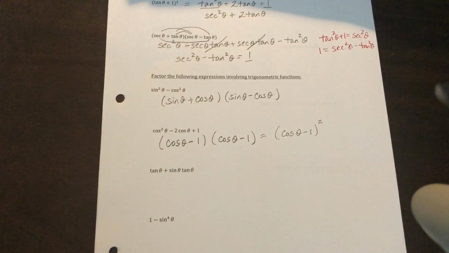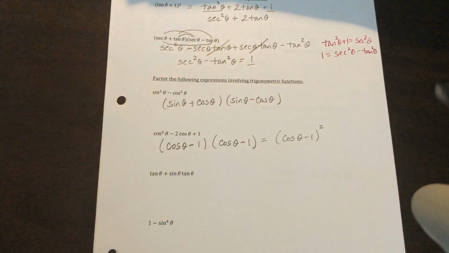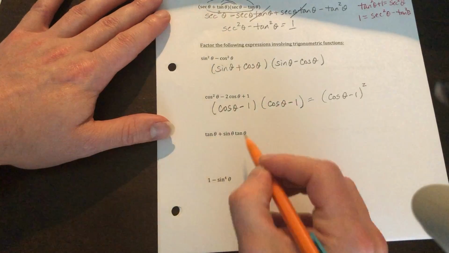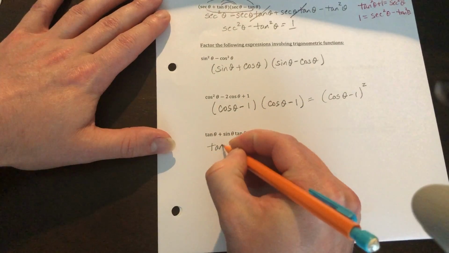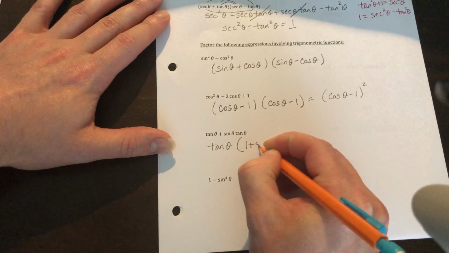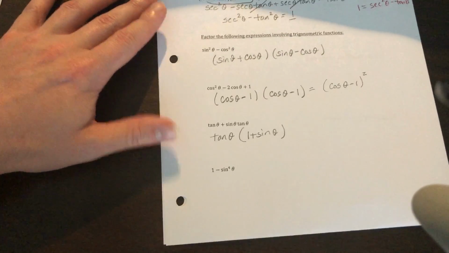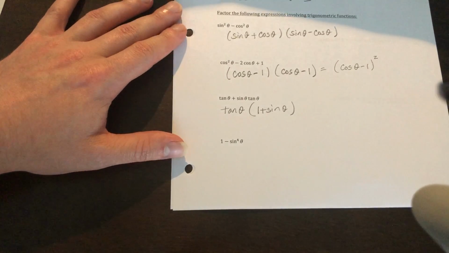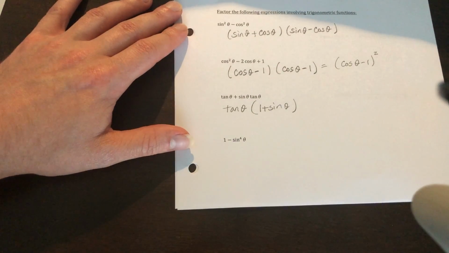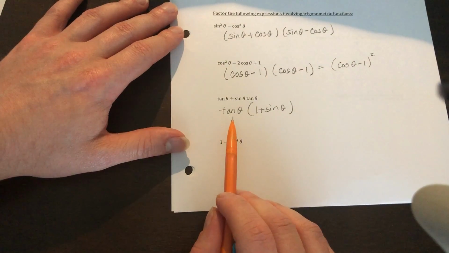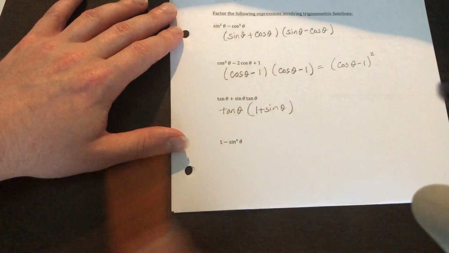Whatever this is, then you know that it's going to be in this pattern. Tangent of theta plus sine tangent of theta. They have a GCF of tangent, so I'm just going to factor out the tangent. I'll leave it like that. 1 minus sine to the 4th. I don't think it'll do you any good to simplify that anymore.